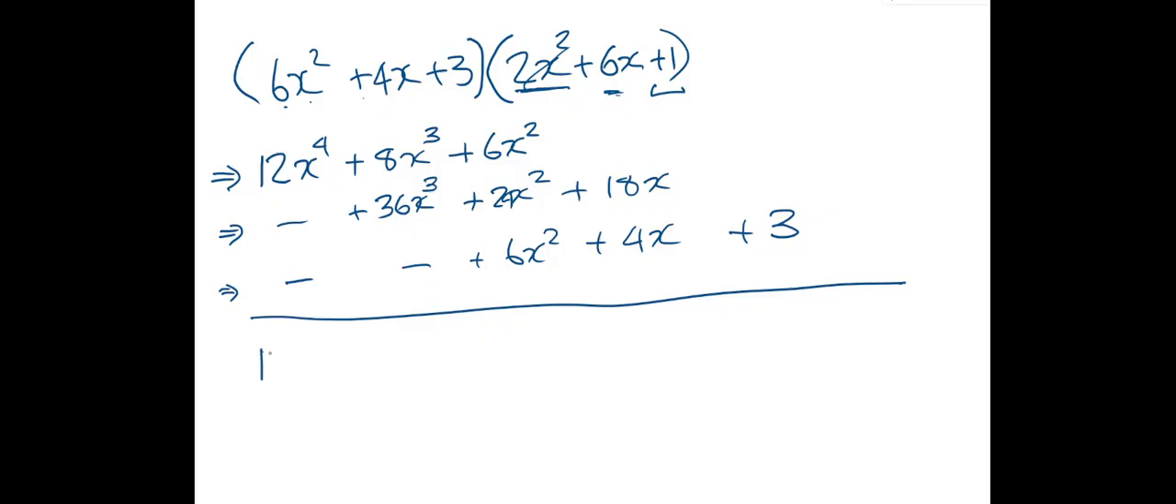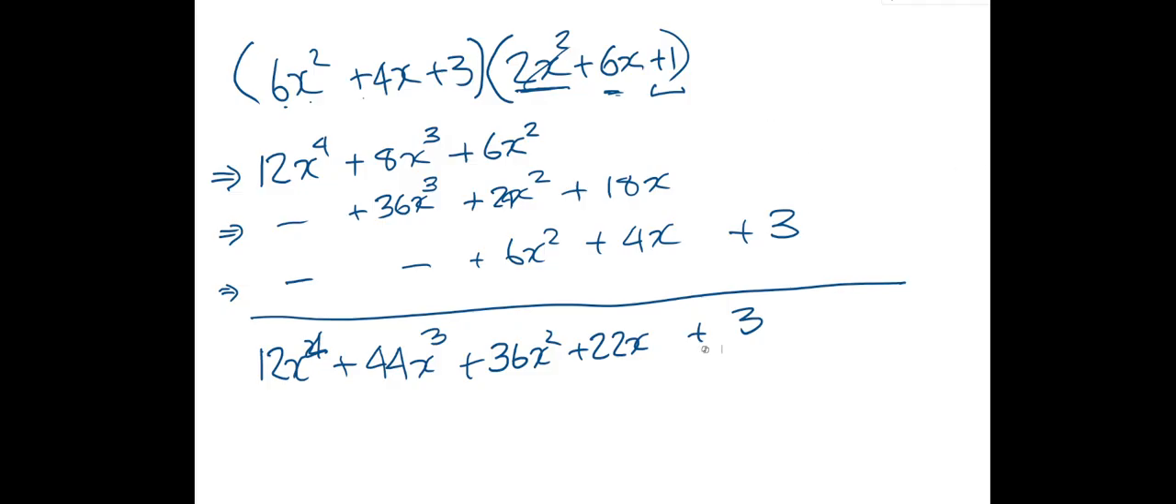Our final answer will be 12x to the power of 4, plus 8 plus 36 is 44 x to the power of 3. 6 plus 24 plus 6 is 36x squared. 18x plus 4x is 22x, and the 3 comes down. That's another way of doing it. It's quite useful for really long ones like this.